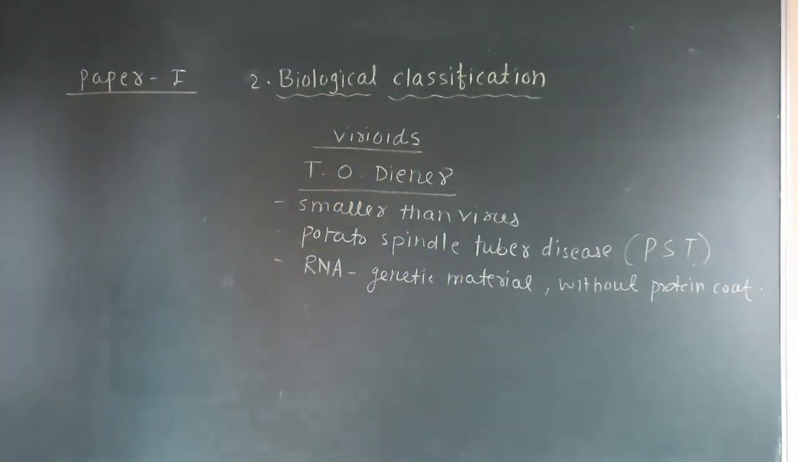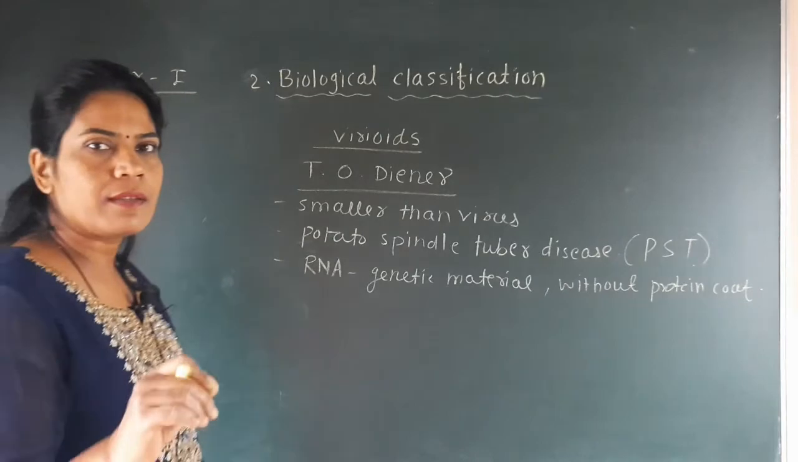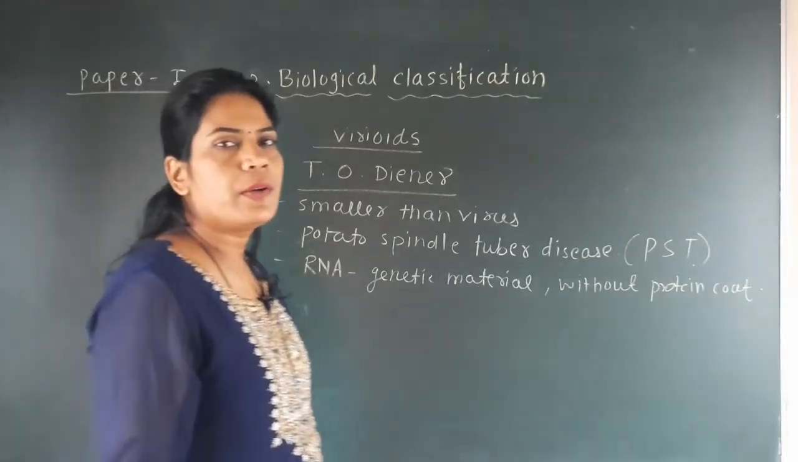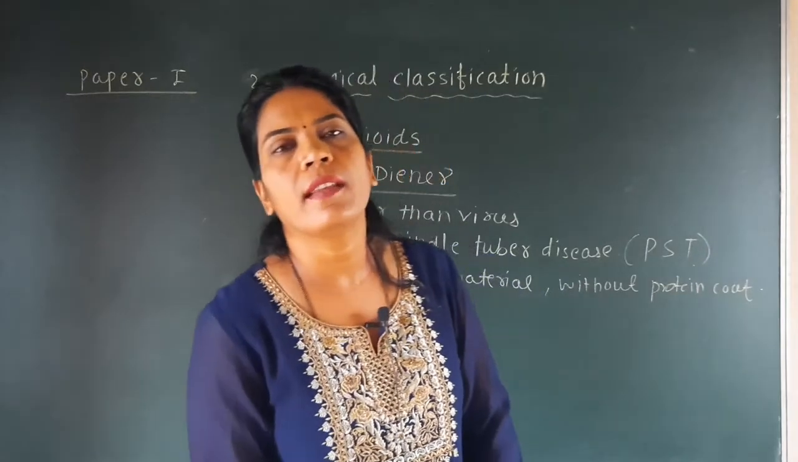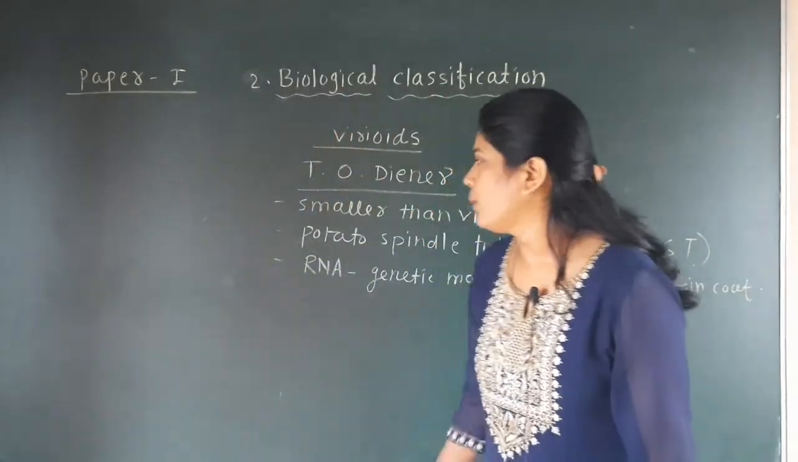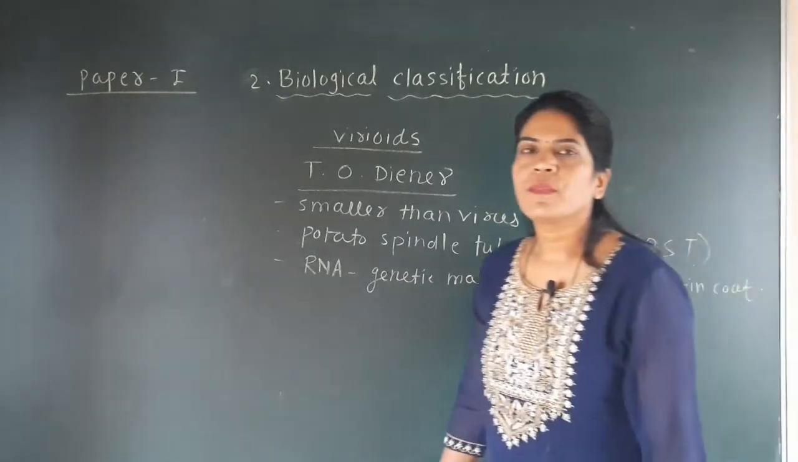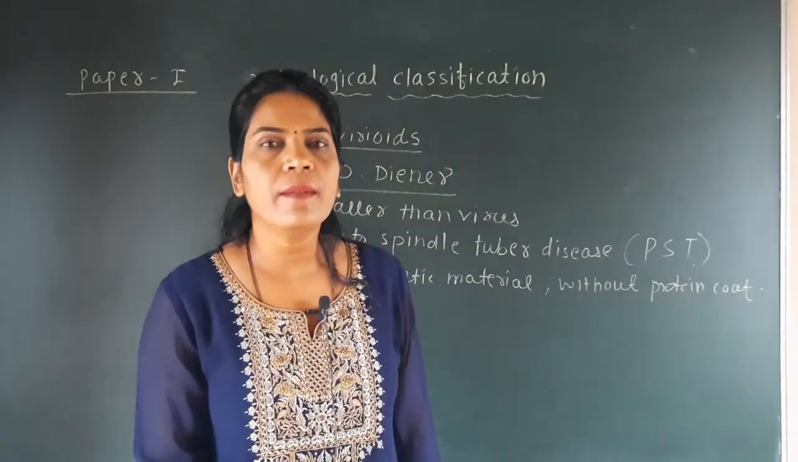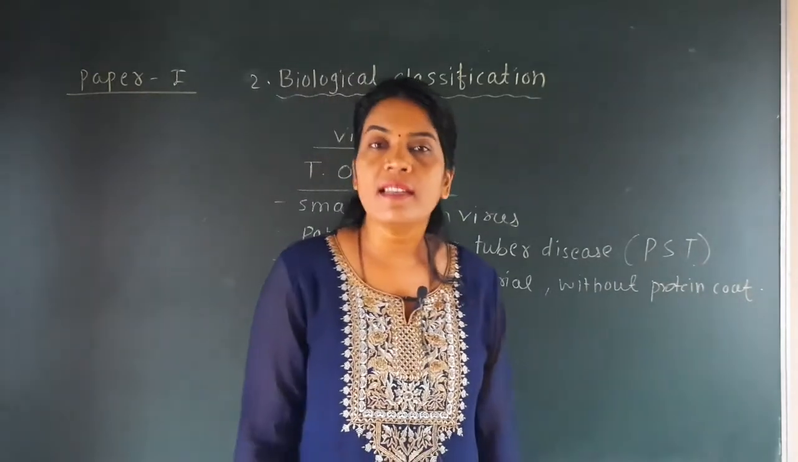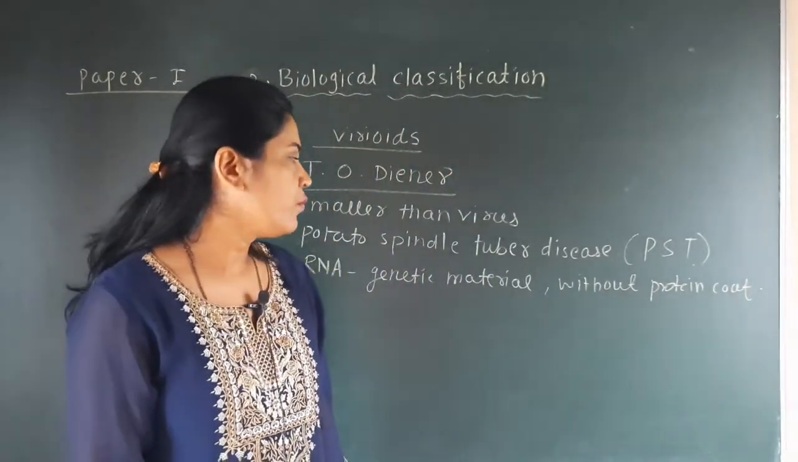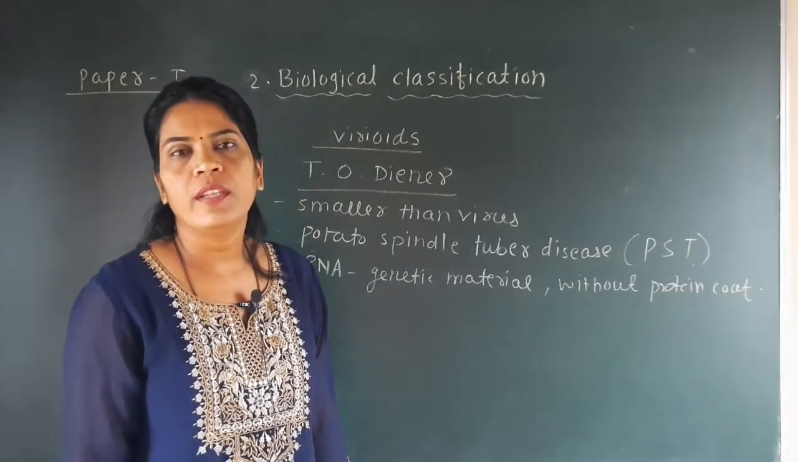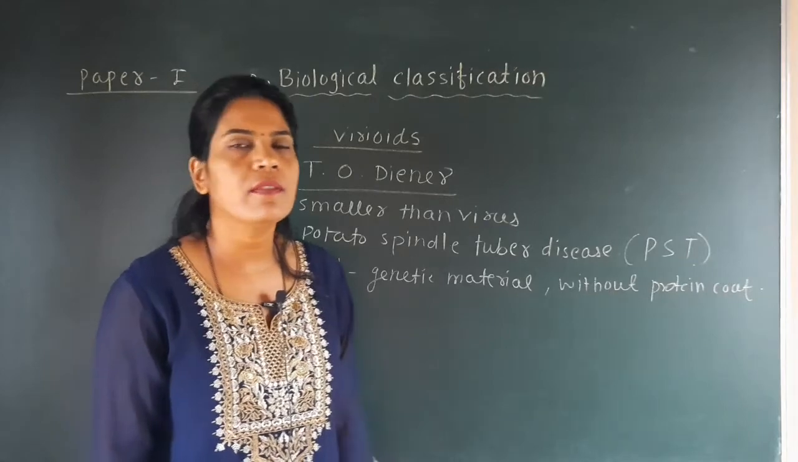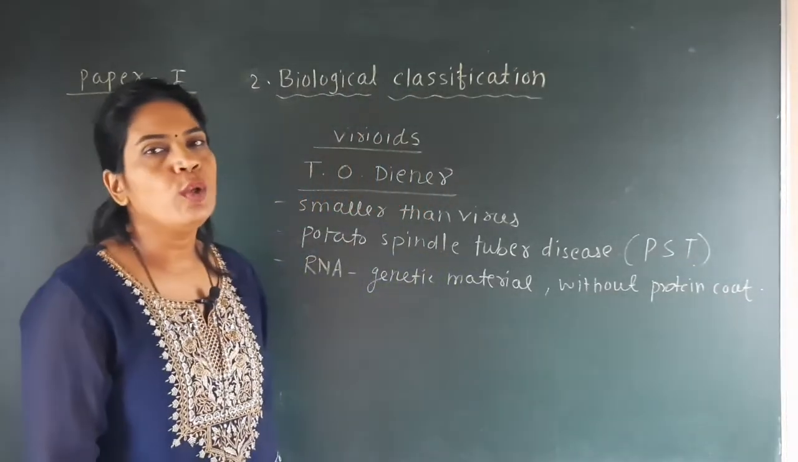So what about the term viroids? Viroid is a term given by the scientist Diner. These viroids are organisms which are smaller than viruses. They particularly cause a disease in plants, and the name of that disease is potato spindle tuber disease. These viroids have the genetic material in the form of RNA, and that genetic material is not surrounded by any protein coat. The RNA which is the genetic material of this viroid is of low molecular weight.